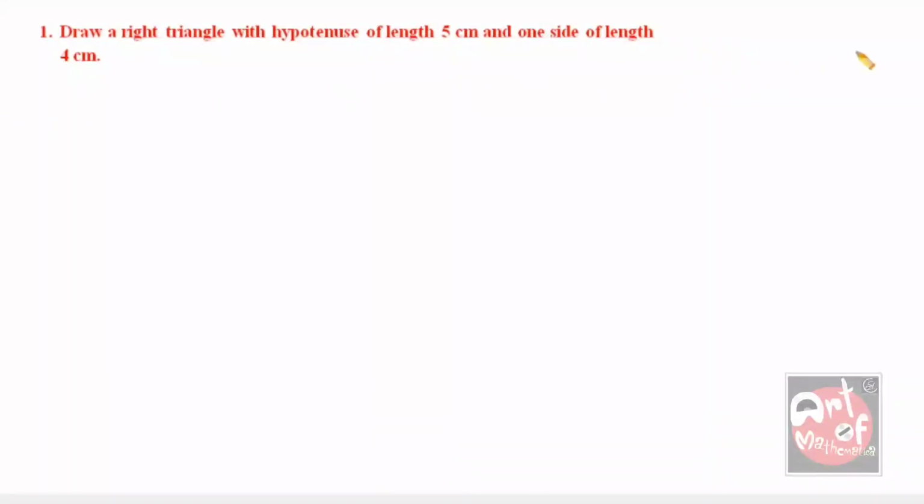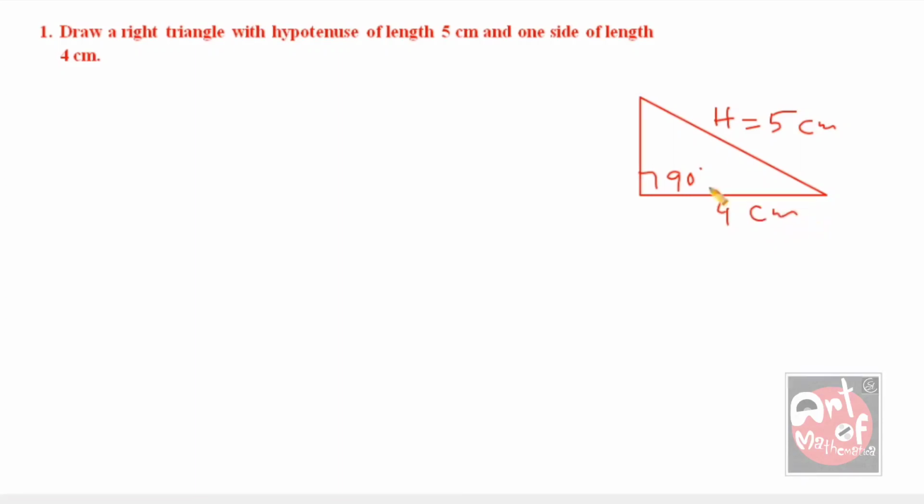So what to do? Here it says draw a right angle triangle with hypotenuse 5 cm. You all know that the hypotenuse is opposite to the 90 degree. So if I draw this kind of triangle, definitely this is 90 degree, and that one is the hypotenuse. Okay, that length is given as 5 cm. Now one side has length 4 cm, any of the sides is 4 cm, so I can take this as 4 cm. This is what our triangle looks like.